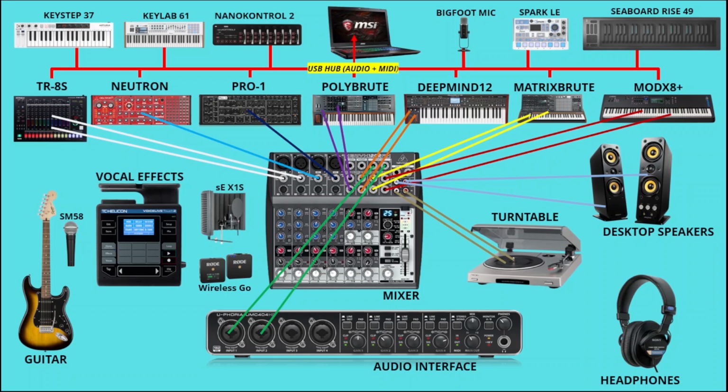Next, the main stereo output of the mixer goes to inputs 1 and 2 on the front of the audio interface. For info, on an interface with multiple inputs, they can function as individual mono inputs, 1, 2, 3, 4, or 2 stereo pairs, 1 and 2, and 3 and 4, or indeed 1 stereo pair and 2 mono inputs, which is how I'll be using it.